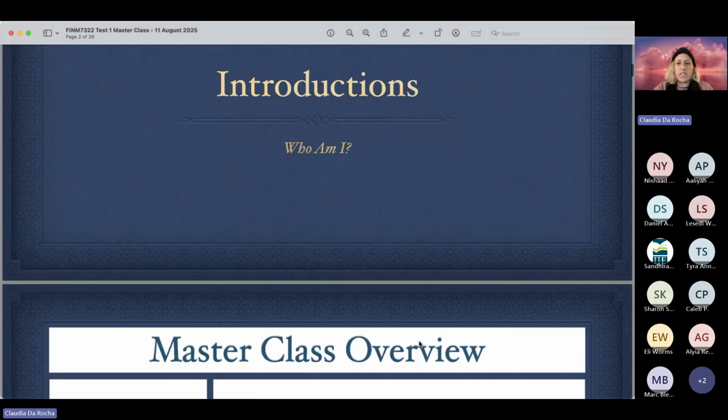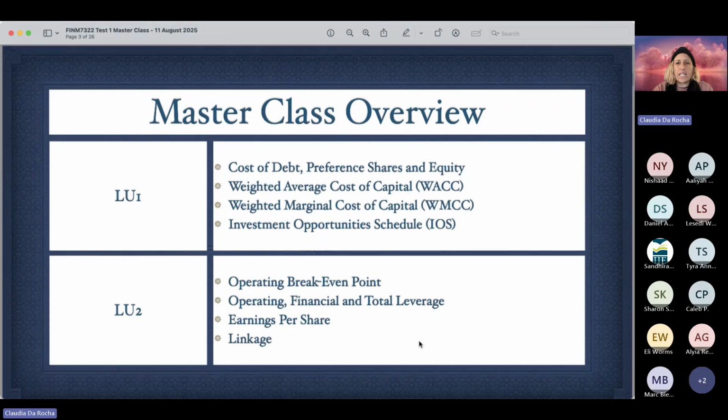All right. So overview for today's class. Test 1 is all about Learning Unit 1 and Learning Unit 2. Your test 1 will be 50 marks, 60 minutes, so an hour. And to break up the two sections, we have Learning Unit 1, which is cost of debt, preference shares, and equity. So in essence, the cost of capital.